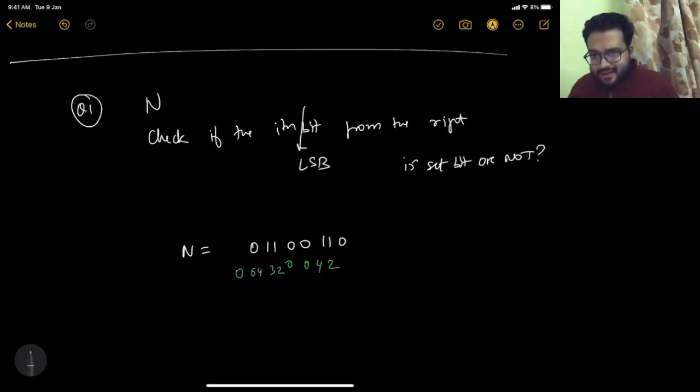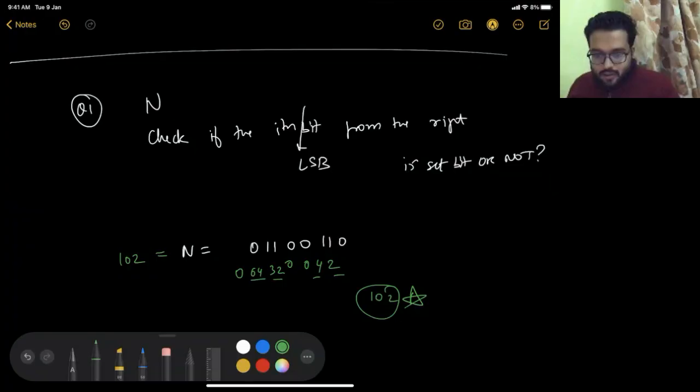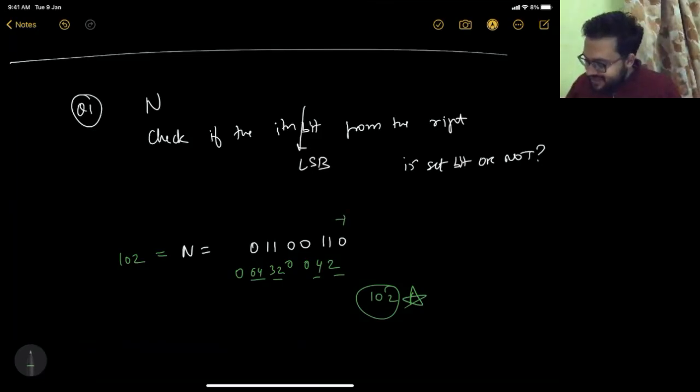So if the number that you were given was 102, now you want to figure out the sixth bit from the right. So somebody says that tell me whether the sixth bit from the right is a set bit or not. This is the sixth bit, right? How can you figure out whether this bit is a set bit or not? Can you guys answer that?